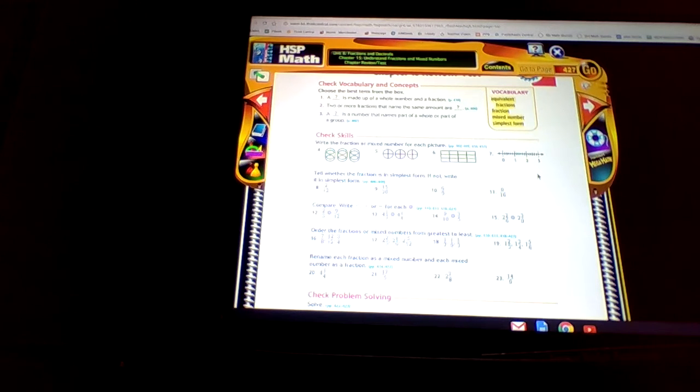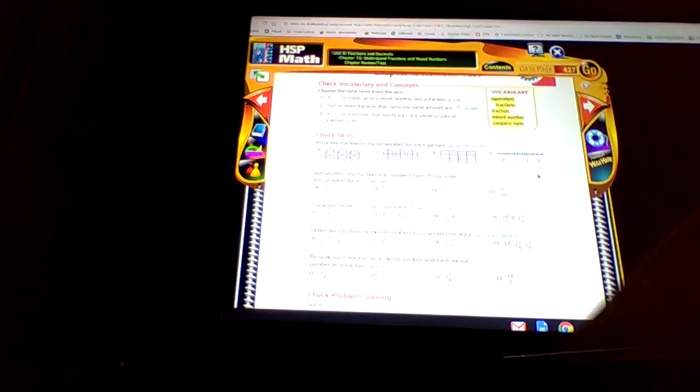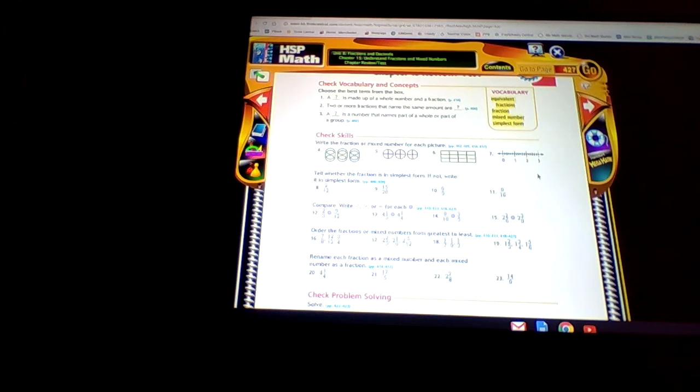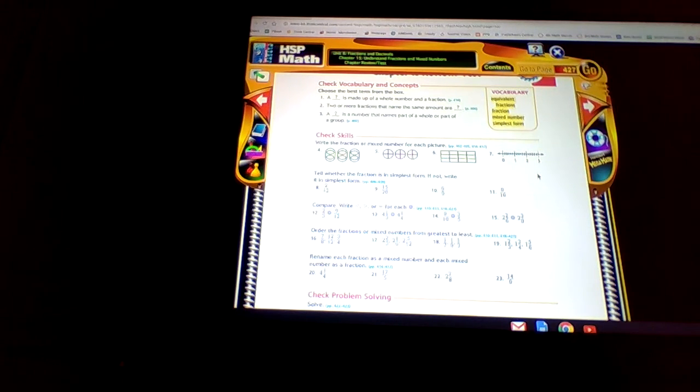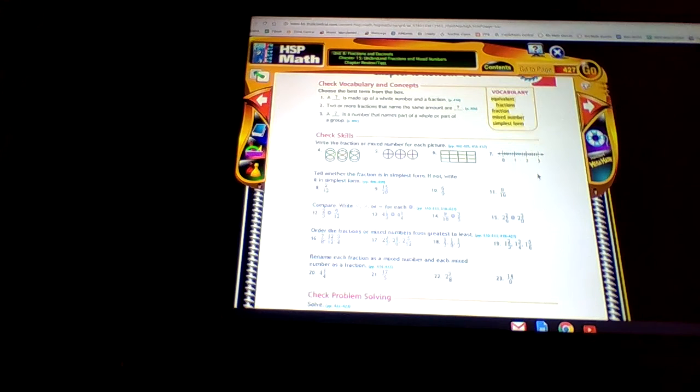Okay. Look at the next one. Tell whether the fraction is in simplest form. If not, write it in simplest form. Okay, we're so good at this. Number 8, 2/12. Okay, 2 and 12 are even numbers. So what number are they easily divided by? Always, every single time? That's right, 2.